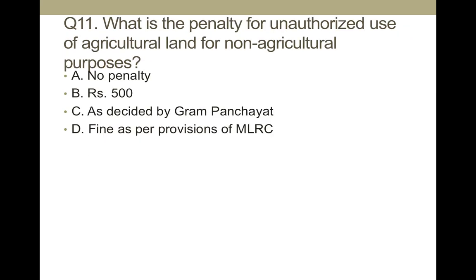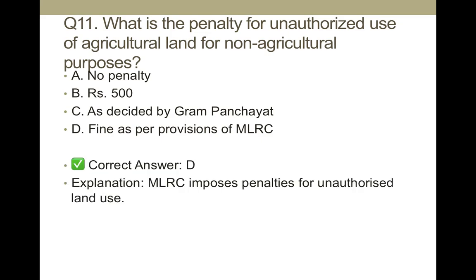Question 11. What is the penalty for unauthorized use of agricultural land for non-agricultural purpose? Option A, no penalty. Option B, rupees 500. Option C, as decided by the Gram Panchayat. And option D, fine as per the provision of MLRC. So correct answer is option D, that is, MLRC imposes penalties for unauthorized land use.